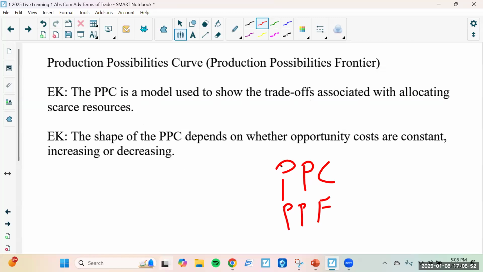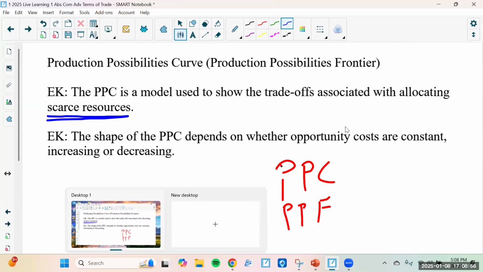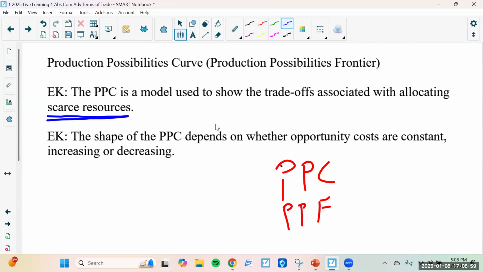So let's stop right there. What do we mean by scarce resources? Scarce meaning there's not enough of them. What is there not enough of? Resources. What are the resources? Land, labor, capital, and entrepreneurship. You say, wait a minute, there's lots of labor out there. There's lots and lots of labor out there. No, there isn't. There is not enough labor to produce everything that society wants.